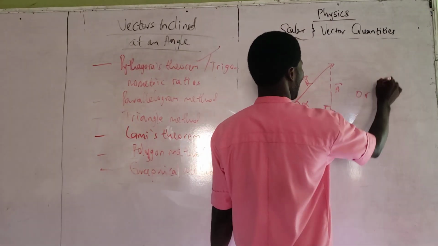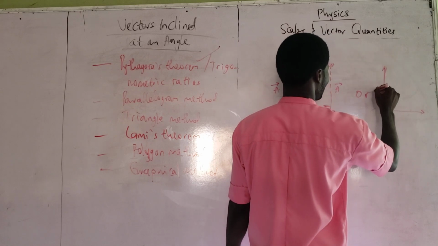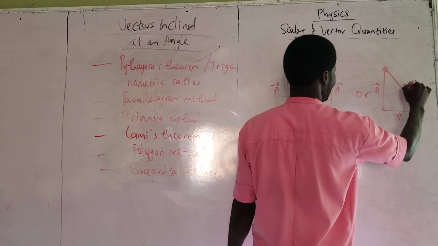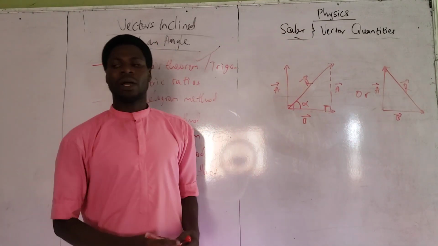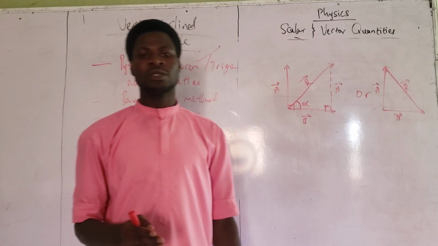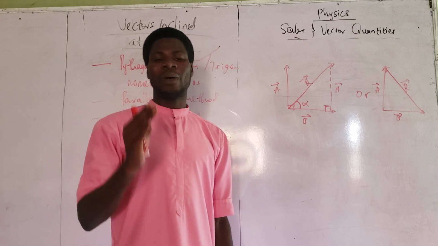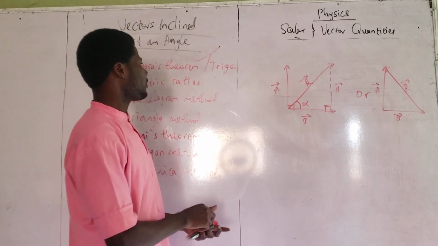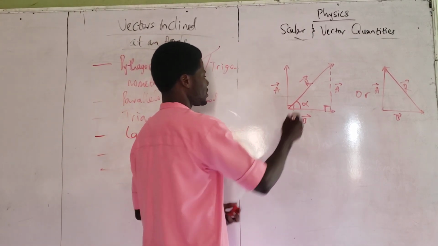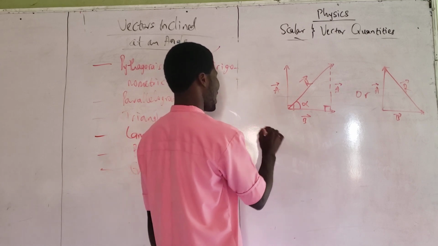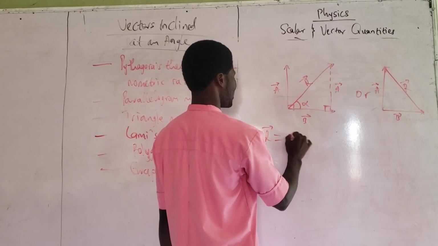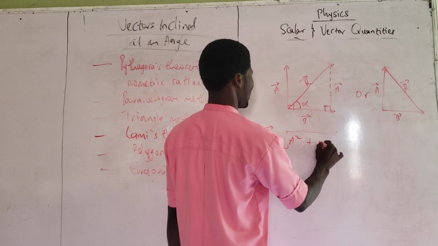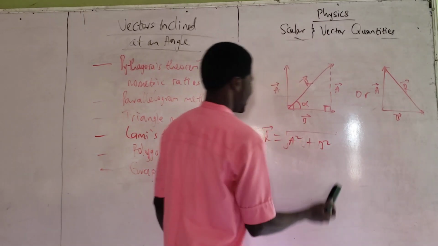At times you can use the triangular method. These are the two vectors, vector A and vector B. Then the third side that completes the triangle is the resultant. So Pythagoras theorem and trigonometric ratio are both used when the two vectors act at right angle. Okay? So let's solve examples on this. From Pythagoras, our R will be equal to the square root of A square plus B square, their magnitudes. Okay? So let's have an example on that.